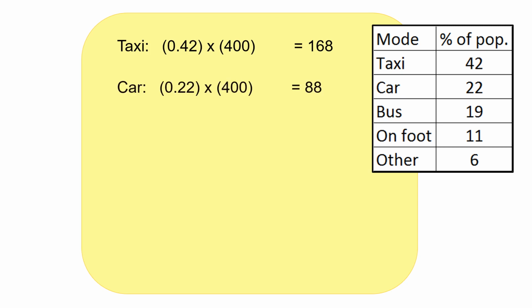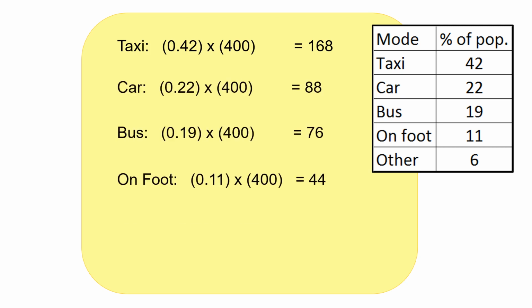Since for the mode of transport taxi there's 42%, we're going to say 42% multiplied by 400 to get 168 people. The same thing applies with the other modes of transport. To get 400 in total, you multiply by the percentage that corresponds to each mode of transport. When you add all of those values, they need to add up to 400.